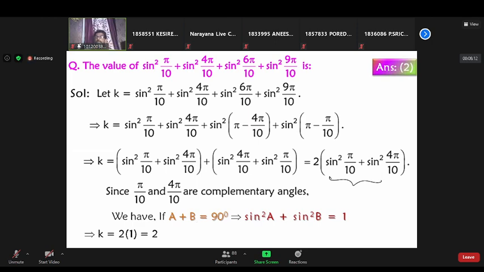But to solve this problem, definitely everybody should know this one. Sin of pi minus theta is equal to sin theta. Now we are going to prove this one. How do we get sin of pi minus theta is equal to sin theta?